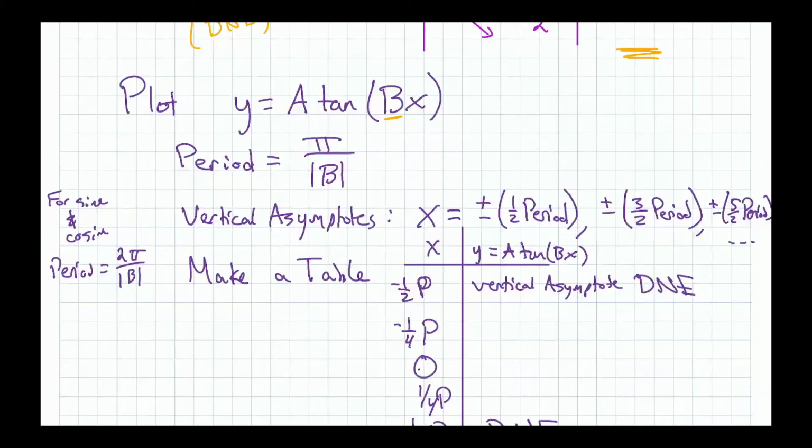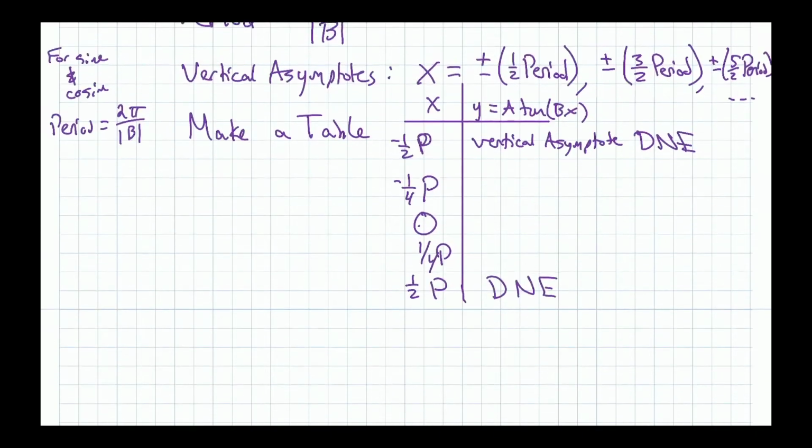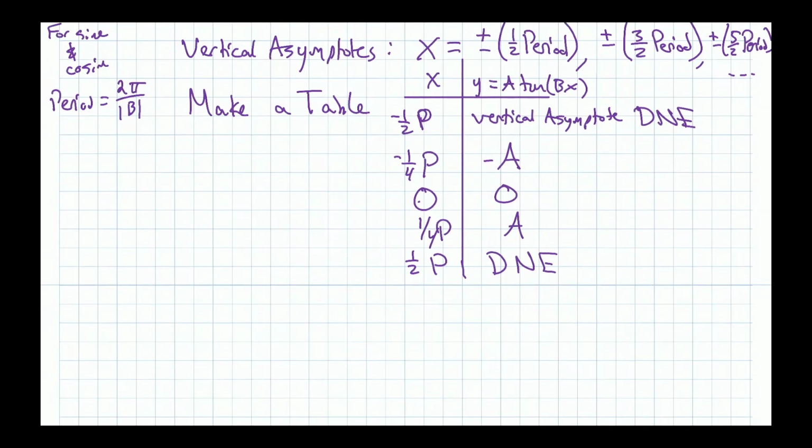Well, if you add an A here to the front, it goes -A, 0, A. And that's it. That's one period. And then if you want to repeat the graph, you can repeat the graph as much as you want to get multiple periods plotted. So this is not that bad to plot, honestly, right?